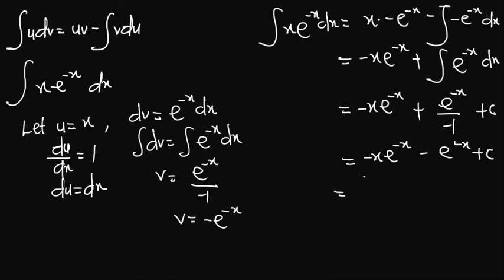If you like, you can factor negative e raised to the power negative x out. So we have negative e raised to the power negative x into bracket, then we have x here, then plus 1, then plus c. You can see that if we multiply this by this, we get negative x e raised to the power negative x. If we multiply negative e raised to the power negative x by 1, we get negative e raised to the power negative x. So integrating just this function using integration by parts, this is what we get. But this is not our final answer.